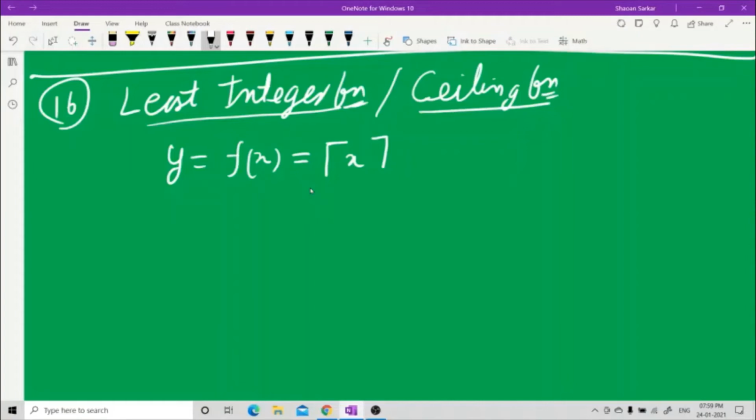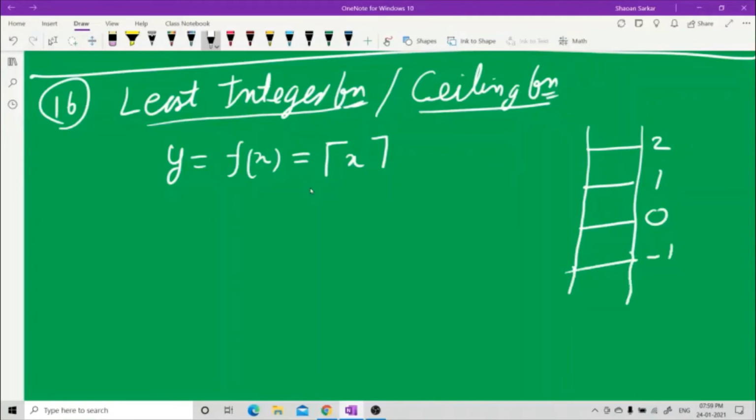Let me draw it for you. Let me draw the ladder for you again. This is 2, this is 1, this is 0, this is -1 and this is -2. It is like this. Suppose the point is somewhere here. Now it will go to the ceiling. Between 1 and 2 it will go to 2. Between 0 and 1 it will go to 1. Between 0 and -1 it will go to 0. Between -1 and -2 it will go to this. This is the ceiling function.